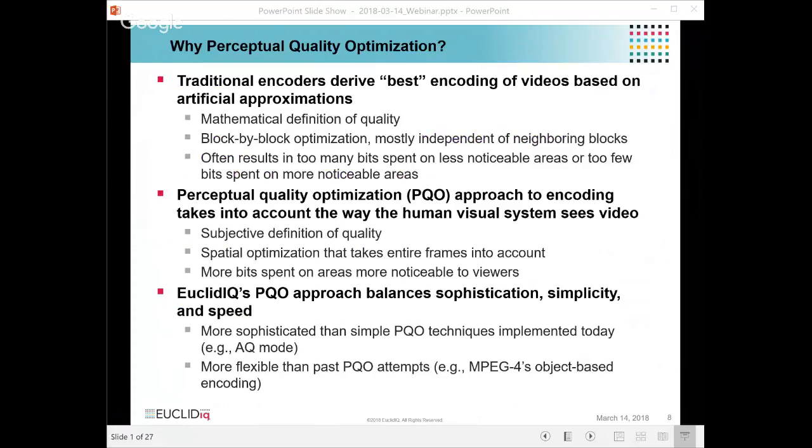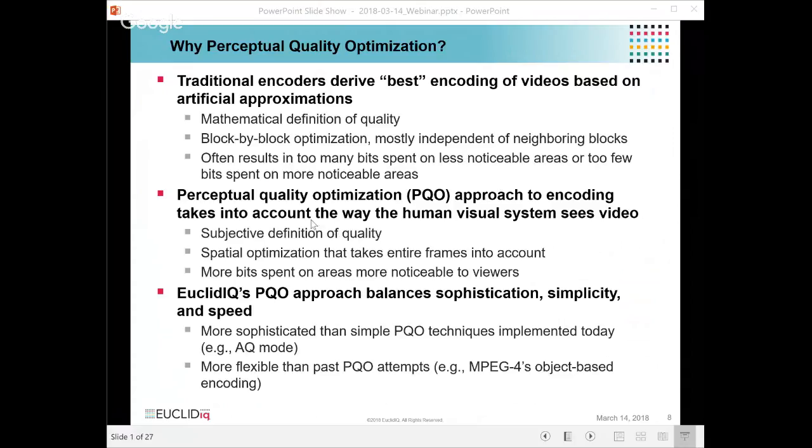I'm now going to describe in more detail the two essential components of Rithm, the first being enhanced encoding based on perceptual quality optimization. Why is PQO important? Traditional encoders derive a best encoding of videos based on artificial approximations. They use a mathematical definition of quality and perform block-by-block optimizations, mostly optimizing each block independent of neighboring blocks. However, this isn't the way humans perceive video and often results in too many bits spent on less noticeable areas or too few bits spent on more noticeable areas.